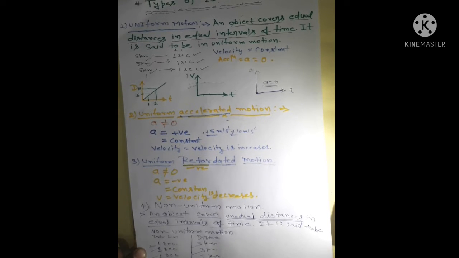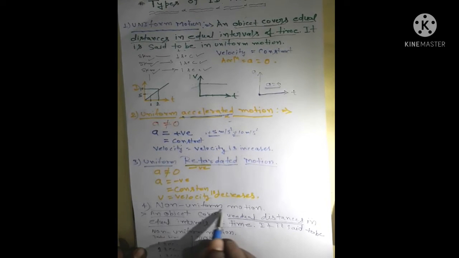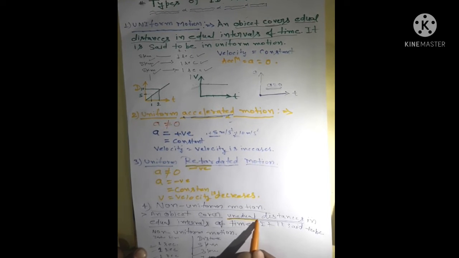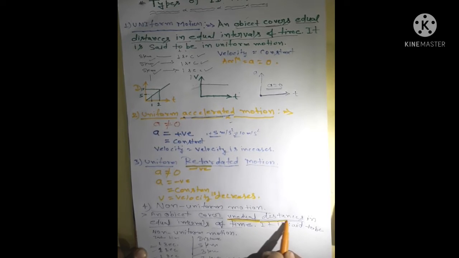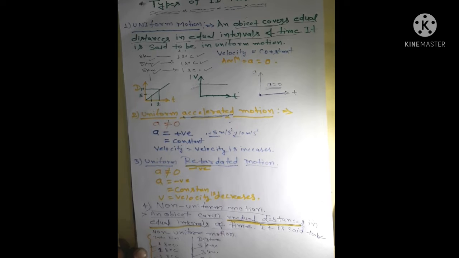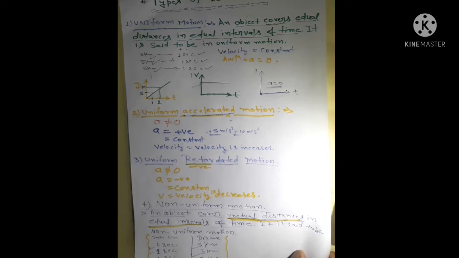This type of motion is called non-uniform motion. In non-uniform motion, an object covers unequal distances in equal intervals of time. You can see each interval time is 1 second, but the distance is different. So this type of motion is called non-uniform motion.